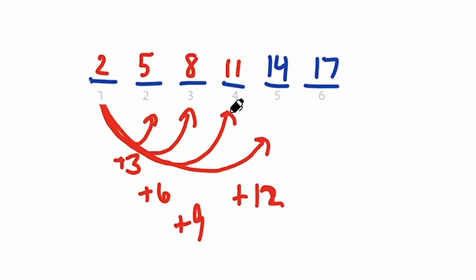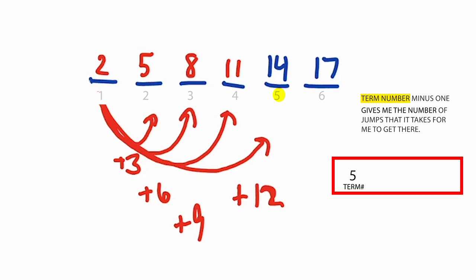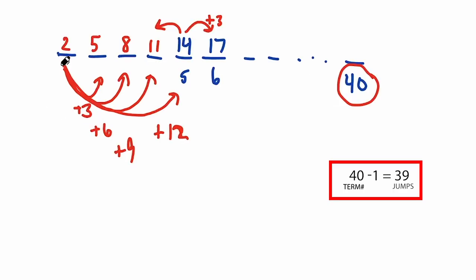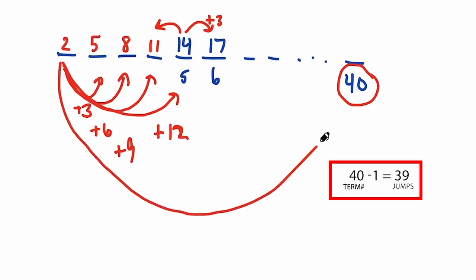So see, what's happening here is the term number minus 1 gives me the number of jumps that it takes for me to get there, right? So the term number, 5, minus 1, that's 4. It takes me 4 jumps to get to that term from the starting point. That's the trick. So if I want to get to the 40th term, how many jumps would it take to get there? It would take 39 jumps to get all the way here.